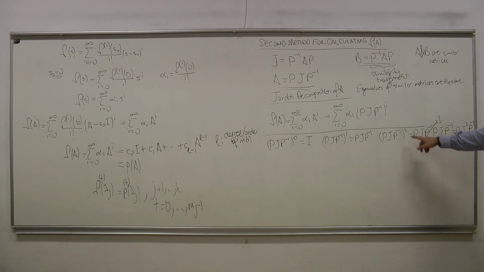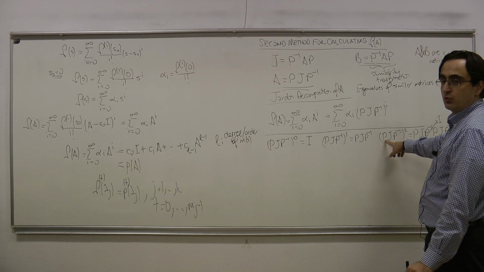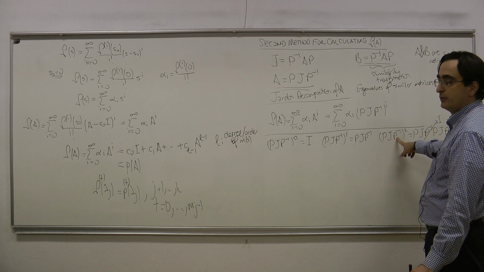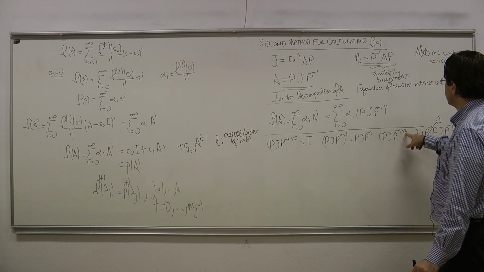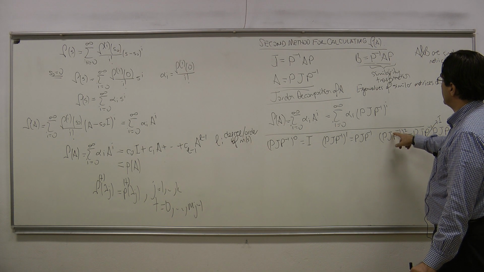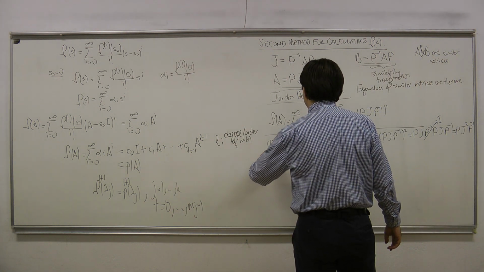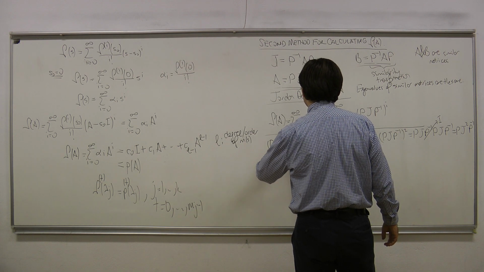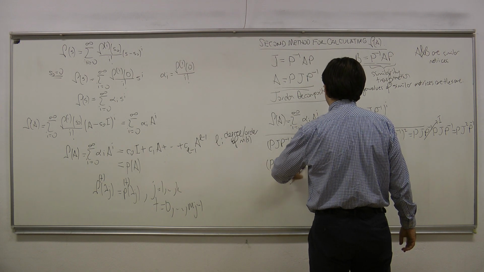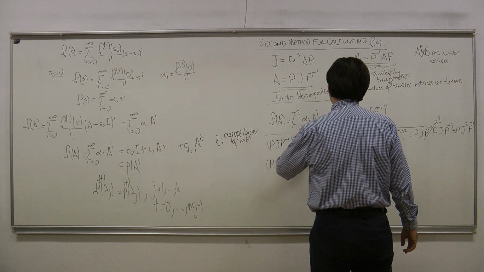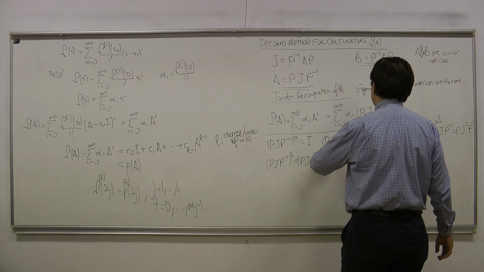So you see here that I can take the square directly inside onto the matrix J. Okay? So really I don't have to take the square of P or the square of P inverse here. I can take the square directly onto J. Okay? What about the cube? So (PJP^-1)^3 is (PJP^-1)^2 times PJP^-1.